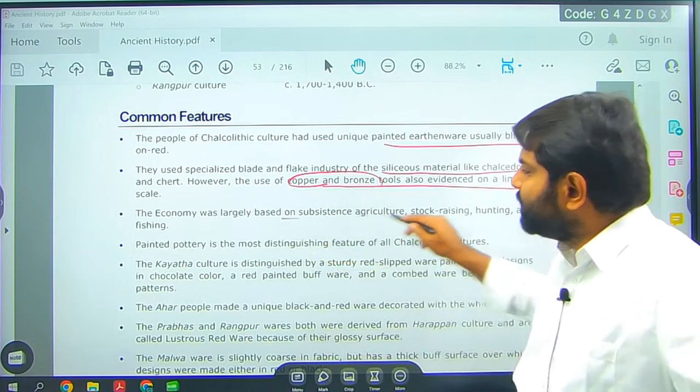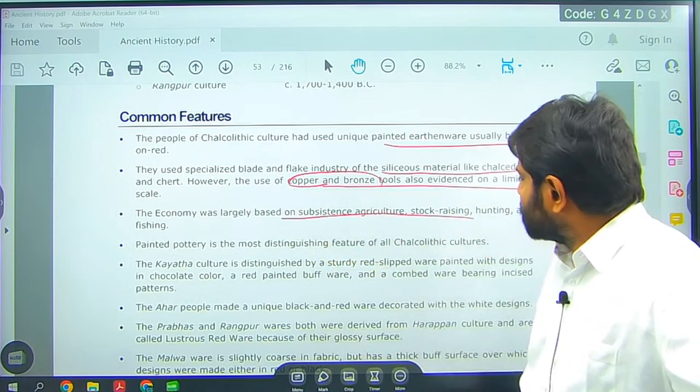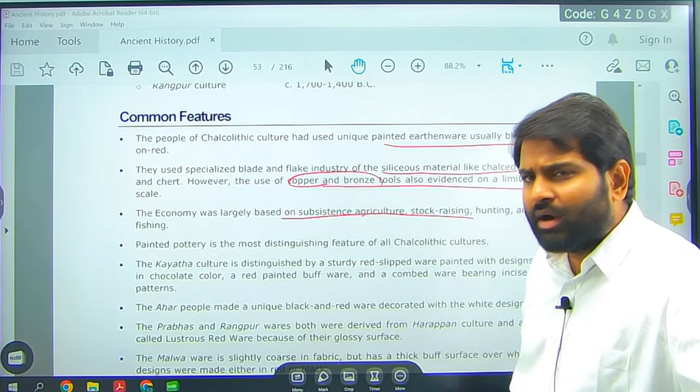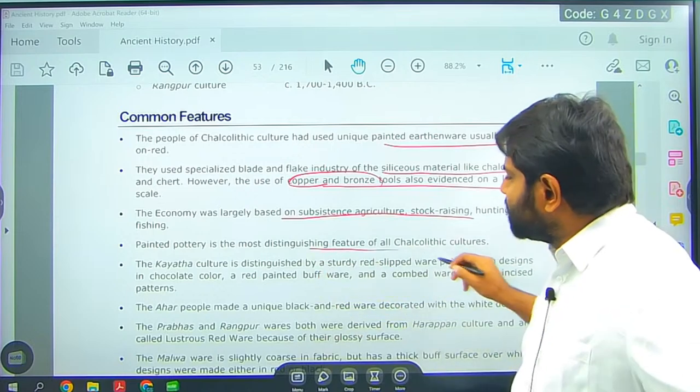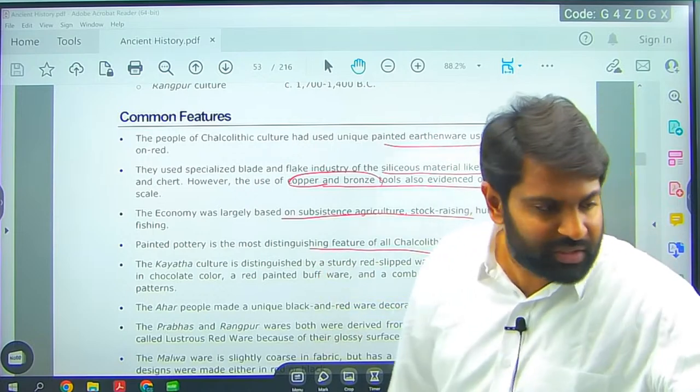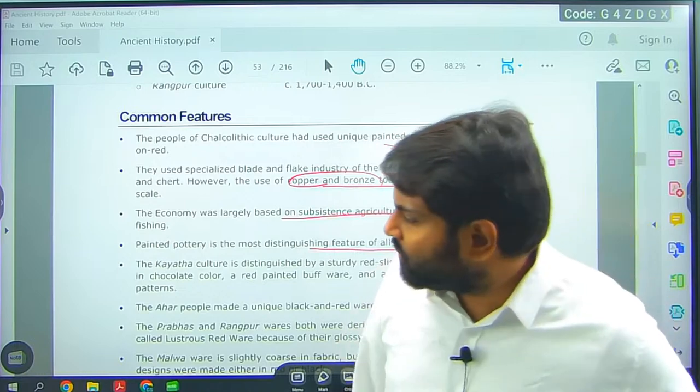Economically, it was largely based on subsistence agriculture, stock raising, hunting and fishing. Painted pottery is the most distinguished feature of Chalcolithic culture. This is one of the important distinguishing features of Chalcolithic culture.